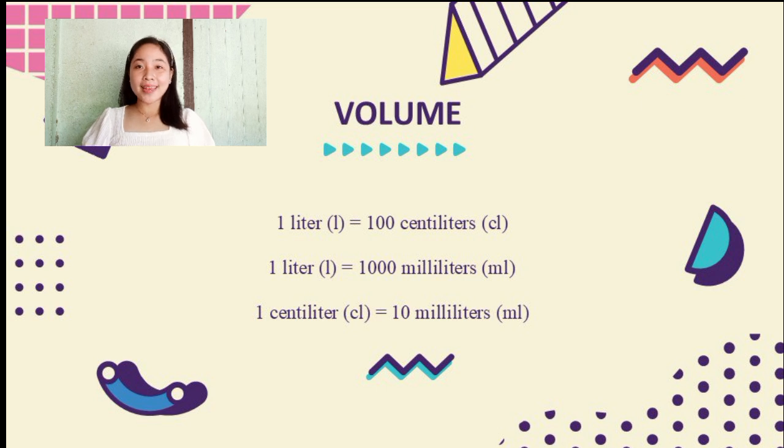Volume or capacity is a measure of the amount of liquid that a 3D object, for example a glass, can hold. And the metric units of capacity are liters, centiliters, and milliliters. And 1 liter is equal to 100 centiliters. 1 liter is equal to 1,000 milliliters. And 1 centiliter is equal to 10 milliliters.